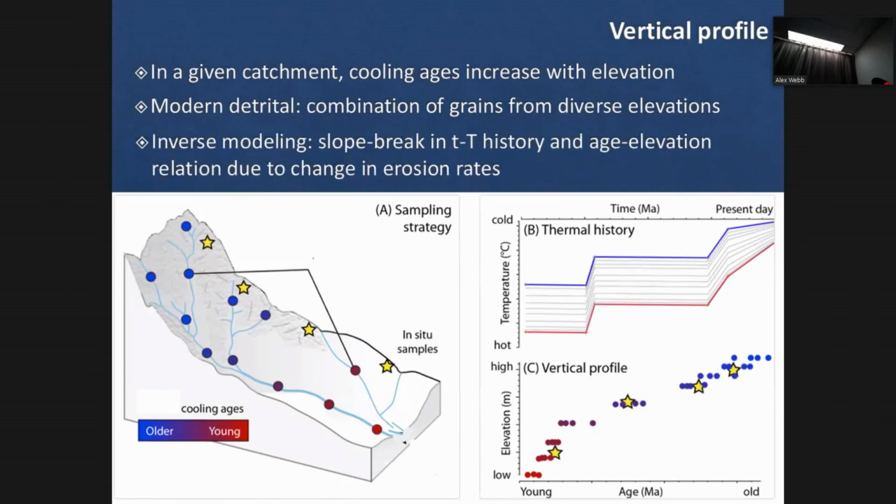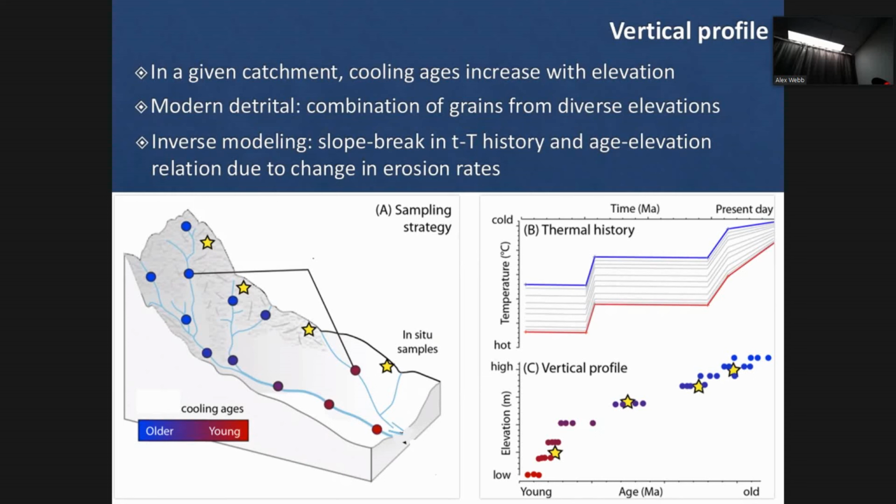This is very powerful for a vertical profile, because if you observe a slope break, like here where I plot age versus elevation, you see that my cooling started when it was old and it was kind of slow cooling. But then I see a change in the slope. I have a slope break here. This means we have an acceleration of exhumation at that moment.